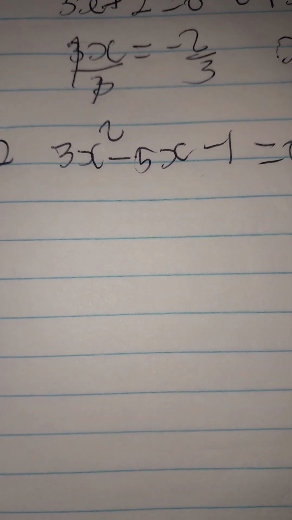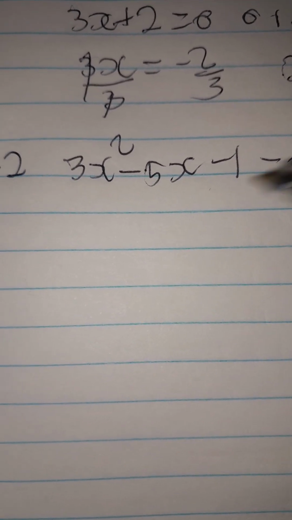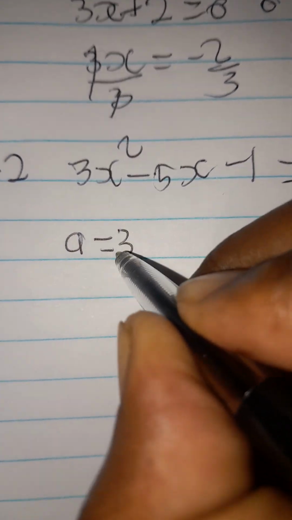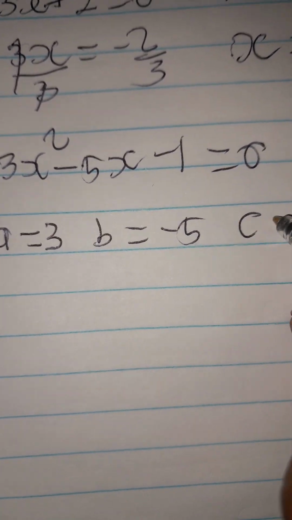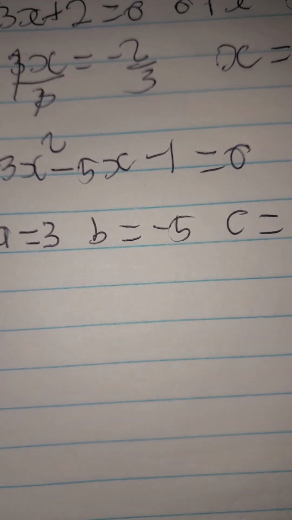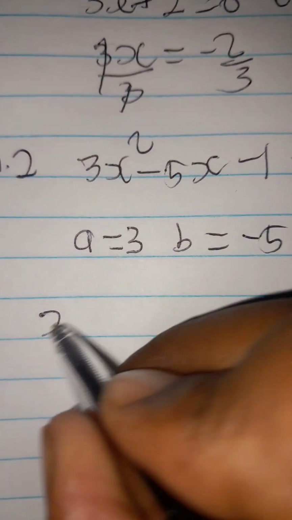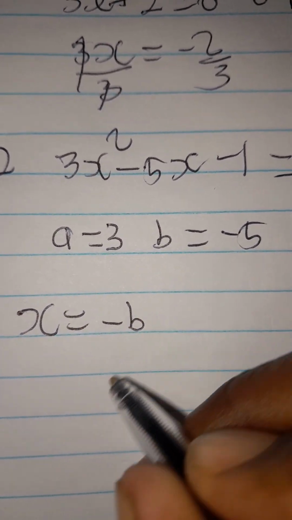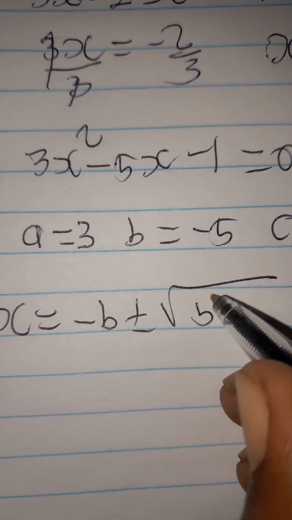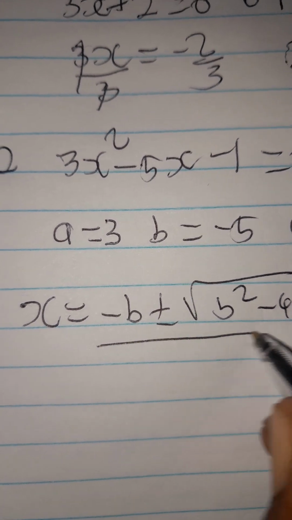Let's put this into practice. So we have 1.1.2: 3x² - 5x - 1 equated to 0. To make things simpler here, guys, we will apply the quadratic formula. But first things first, your a is 3, your b is -5, and your c is -1. So let's apply the quadratic formula: x = (-b ± √(b² - 4ac)) / 2a.